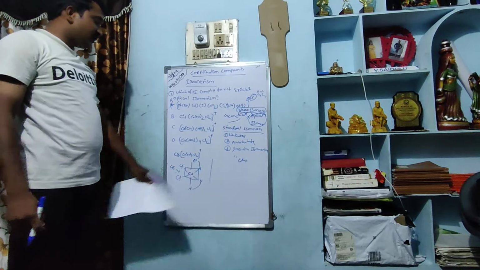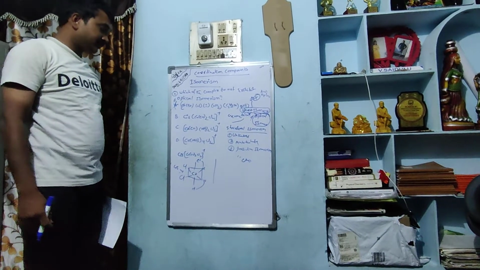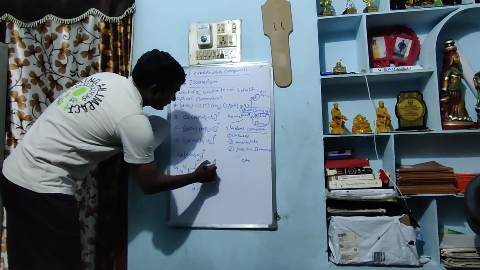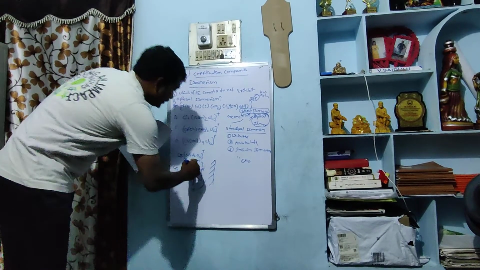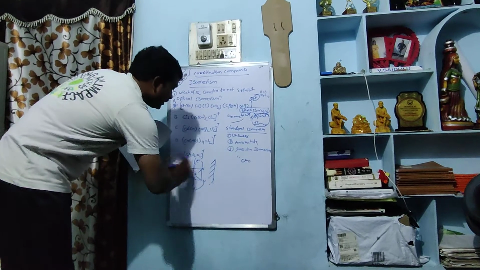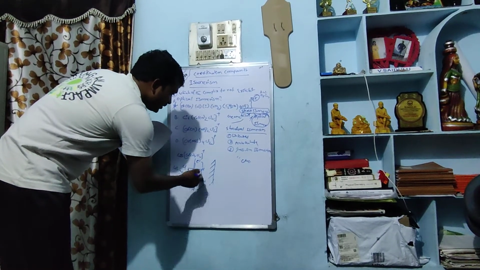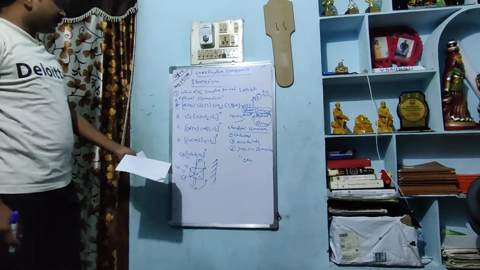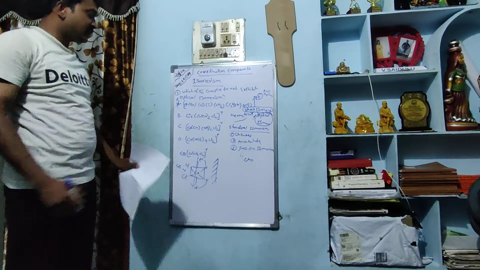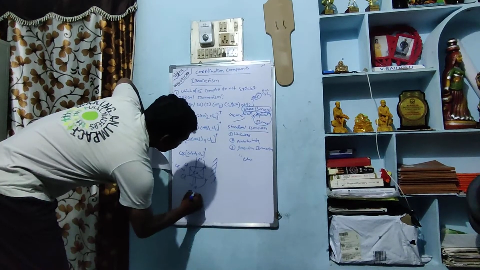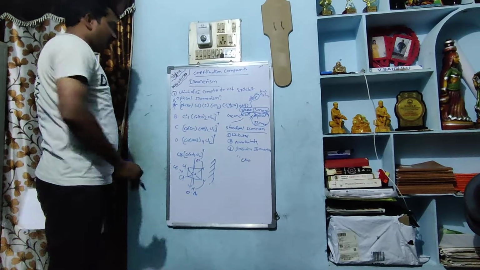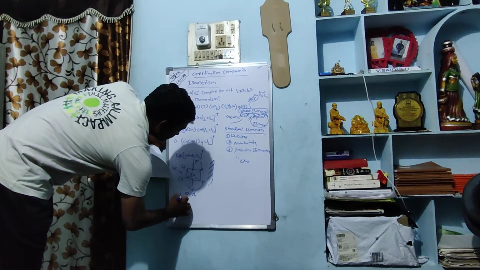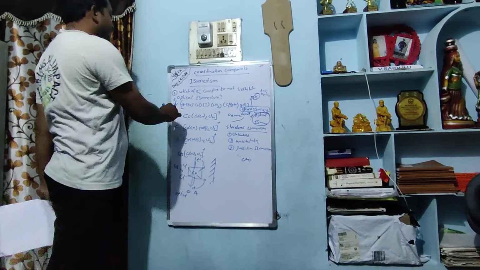Will this show any plane of symmetry? No, it will not show any plane of symmetry. If you take vertically, it will be different. If you take horizontally, it will be different. In both cases, it does not show any plane of symmetry. That's why it is optically active. Optically active means it will show optical isomerism. This you have to eliminate.